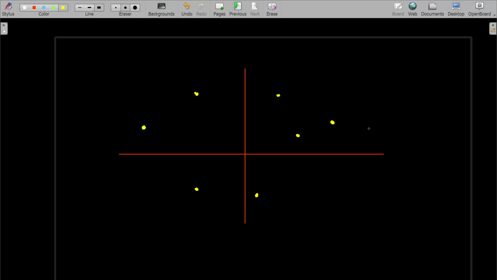What do you think? No, it's not a function. Why? Because there's 2 points that have the same x value.